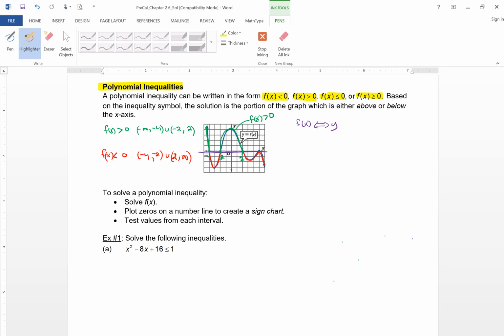All right, so here's the plan of action when we are solving polynomial inequalities. First, we're going to solve f of x, okay? We're going to plot the zeros on a number line to create what we call a sign chart. And then we're going to test values from each interval.